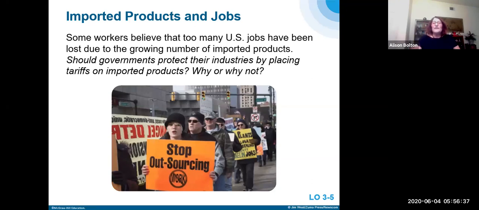And when we think about the importing of products and jobs, there's also the outsourcing. It's very important to think about, should governments protect their industries by placing tariffs on imported products? Why or why not? And this is a picture from another country that says, stop, we don't want the products.